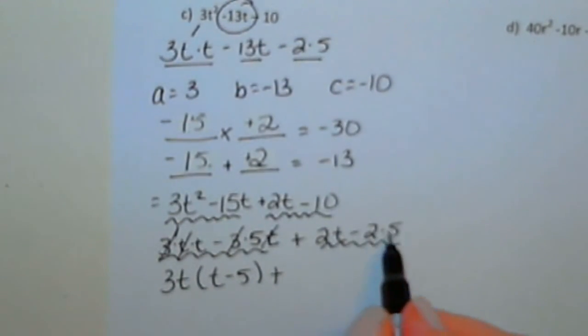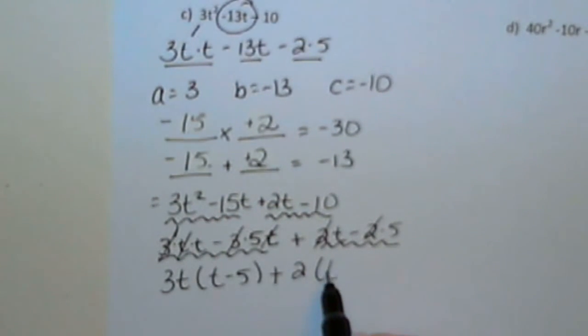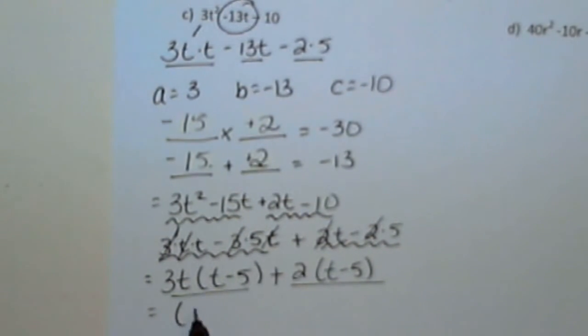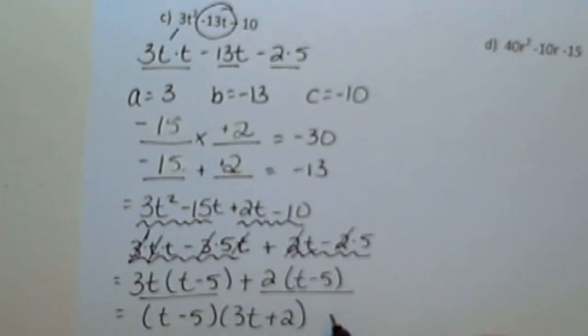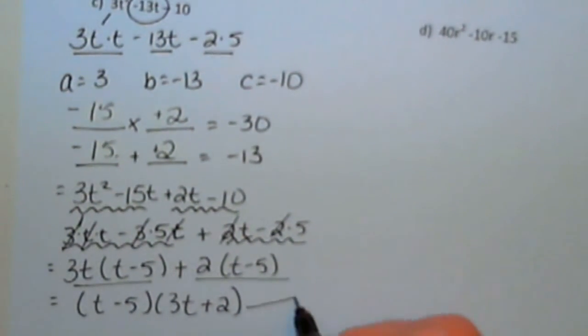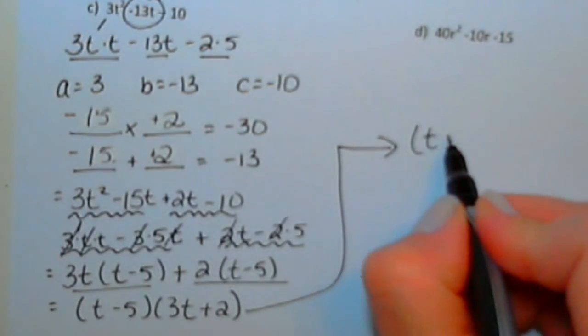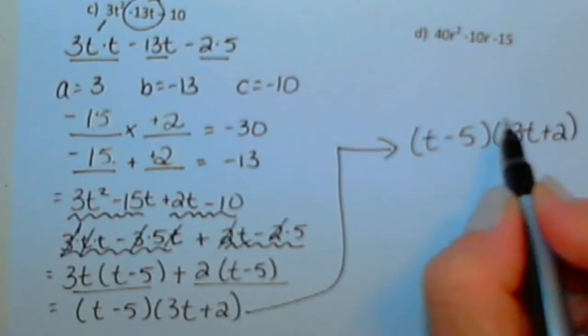Then a plus, what's in common? Just a 2 and a t minus 5. What is our answer? Well, what do those both have in common? They have a t minus 5 followed by a 3t plus 2. And your last step is to expand to check. So you're going to have t minus 5, 3t plus 2.